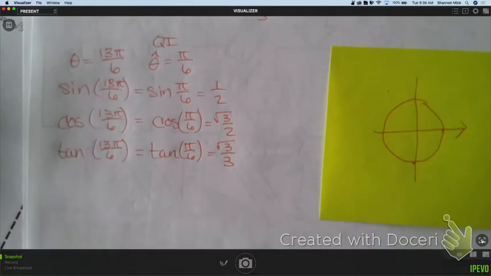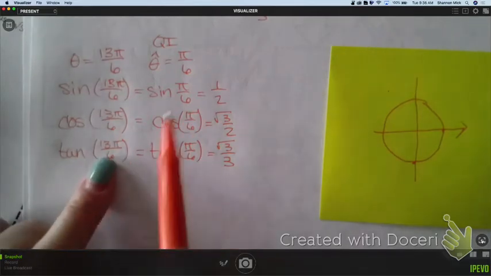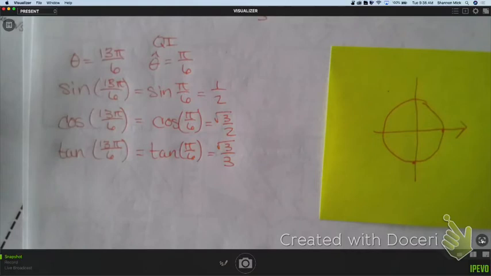Hopefully you got 1/2, square root of 3 over 2, and square root of 3 over 3. Okay, but what if I did it as sine of 30? When you're in radians, you need to write it in radians. Your brain all day can be going 30, 30, 30, but the paper has to say pi over 6. Can I write pi over 6 equals 30? In your head. Can you say that?